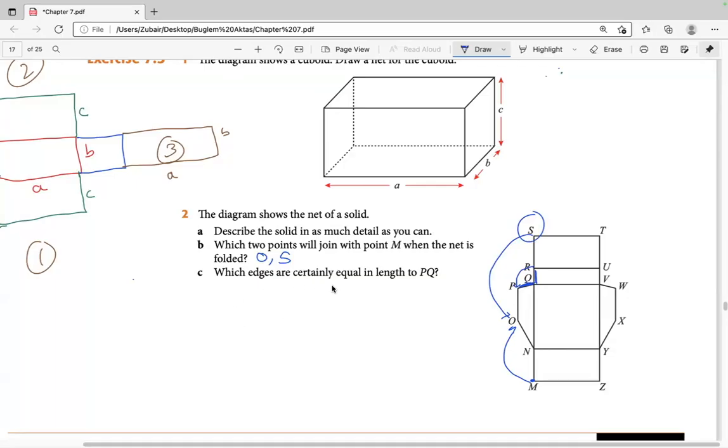Which edges are certainly equal in length to PQ? UV, right? We have 3 of them. WV, that's right. One more. RQ. RQ, right?